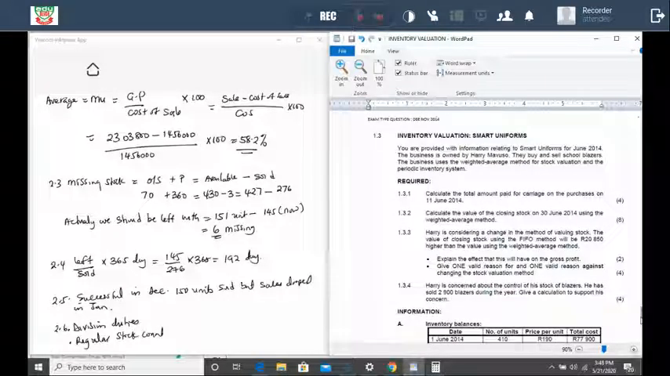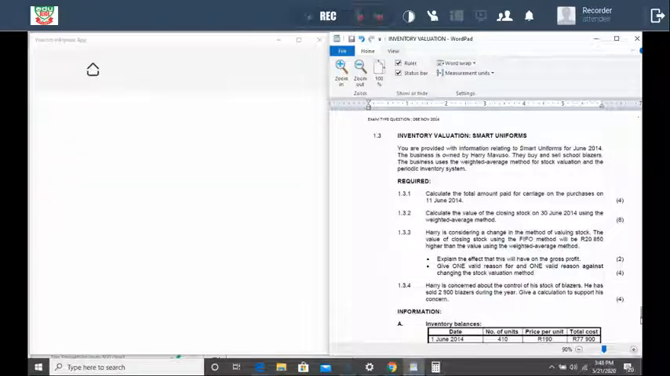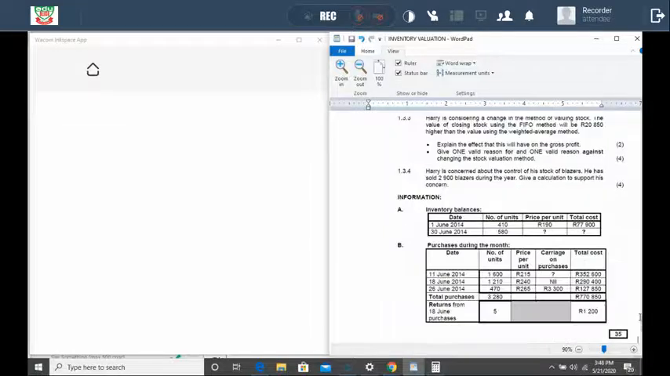You are provided with information related to Smart Uniform for June 2014. The business is owned by Harry Mavuso. They buy and sell school blazers. The business uses the weighted average method for stock valuation and the periodic inventory system. First, calculate the amount paid for the carriage on the purchase on the 11th of June. Yeah, that is a level 1 question. So, purchase on the 11th of June. You look here, this is the 11th of June for the carriage.